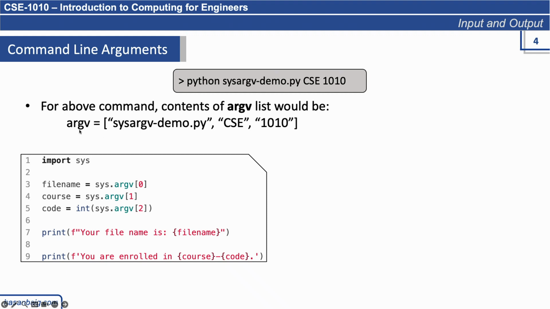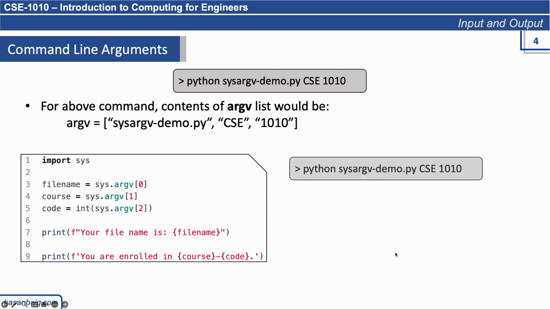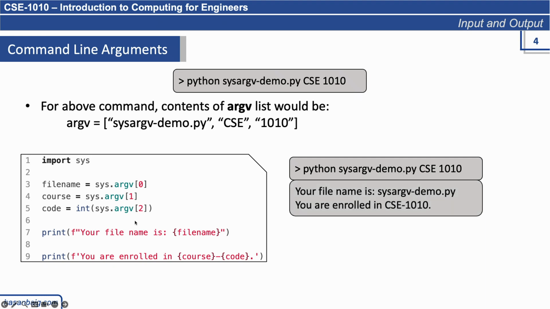So argv[0] would correspond to the file name. argv[1] would correspond to the first argument that we are passing in, and then the second argument. Okay, so your file name is like this, and we can just print it out. When we execute this file by passing additional arguments, your code would extract the values from the argv list and print them on the screen.